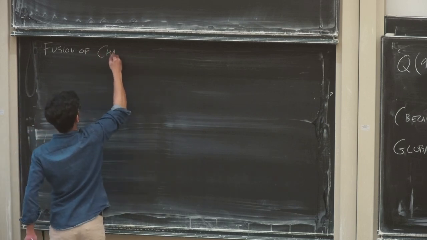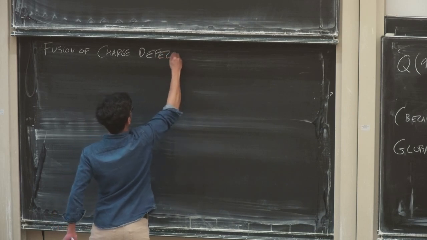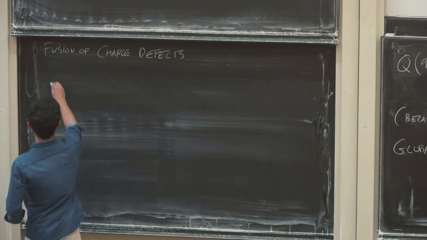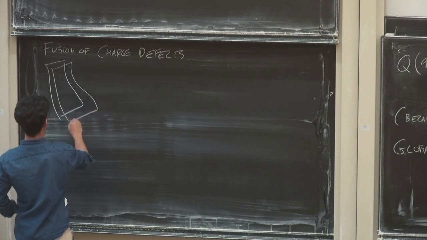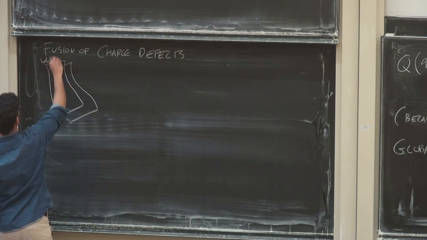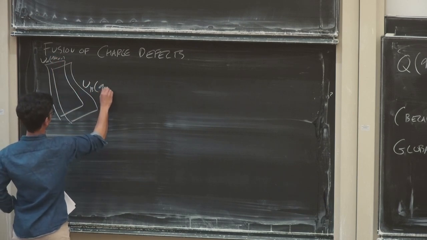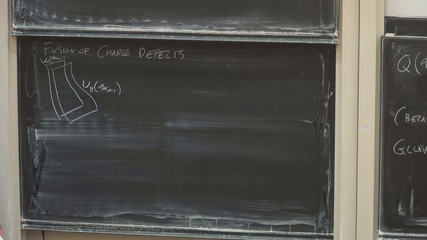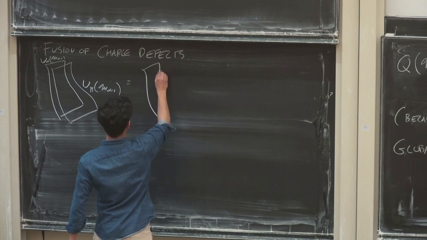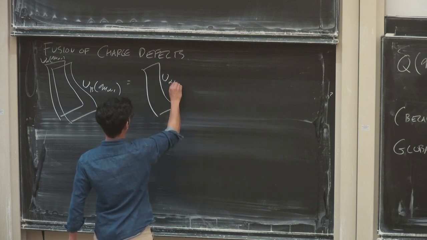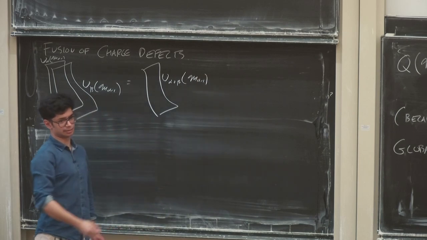So if you want to study the fusion of charge defects, what you do is, imagine here's one of them, here's another one of them, okay? So say this is U_alpha of M^{d-1}, and here's U_beta of M^{d-1}. If you imagine fusing these two together, then what you get, of course, is one guy left over, which corresponds to rotating by alpha and then rotating by beta.